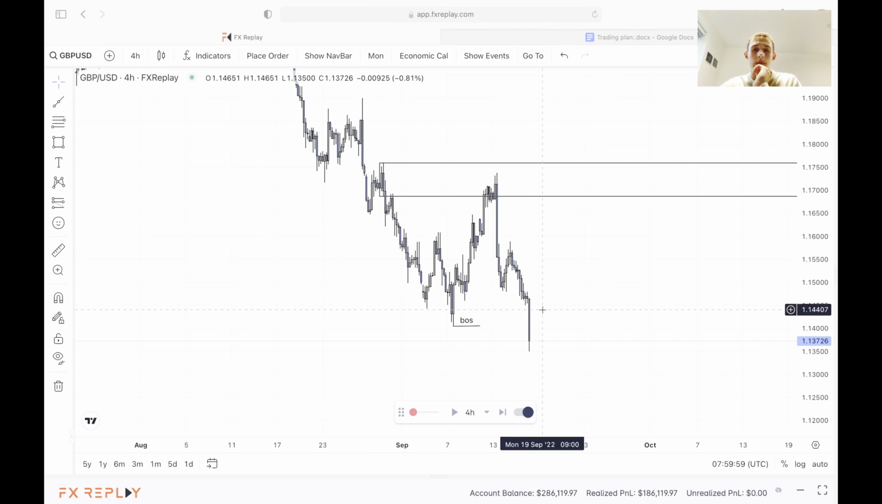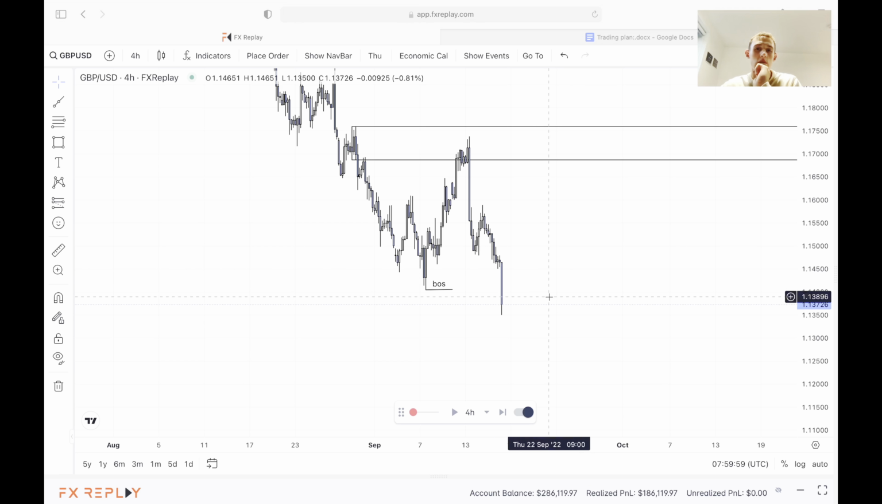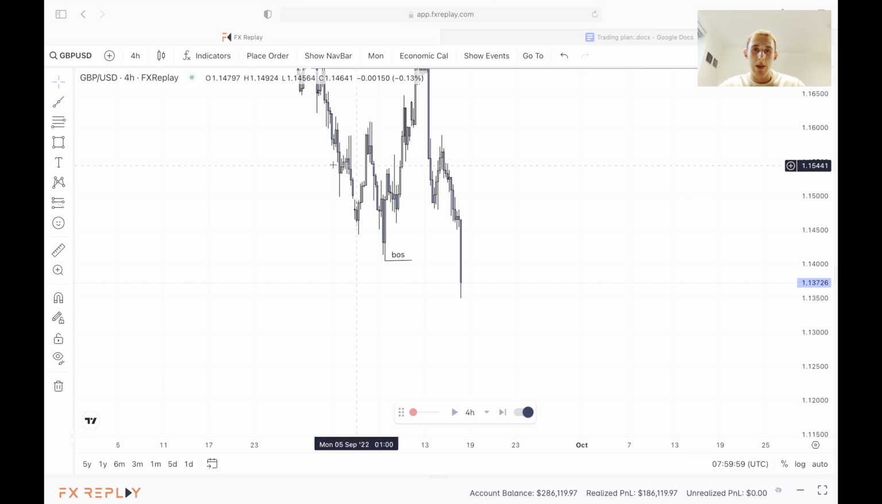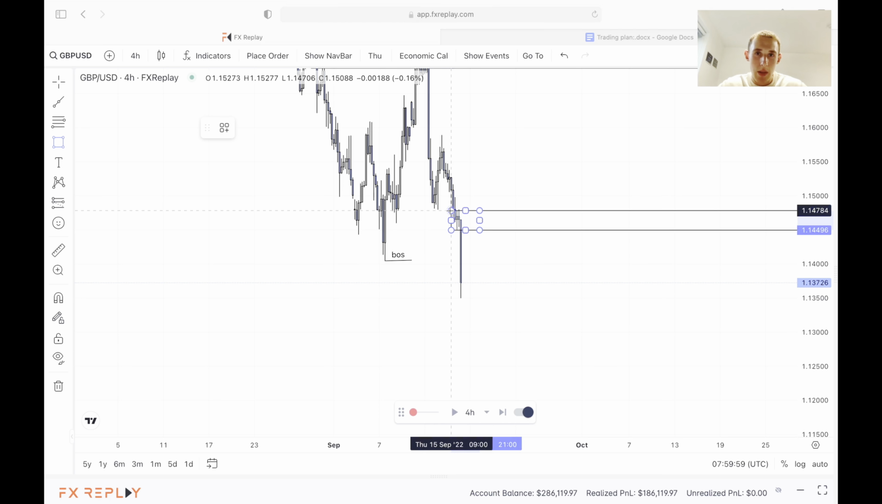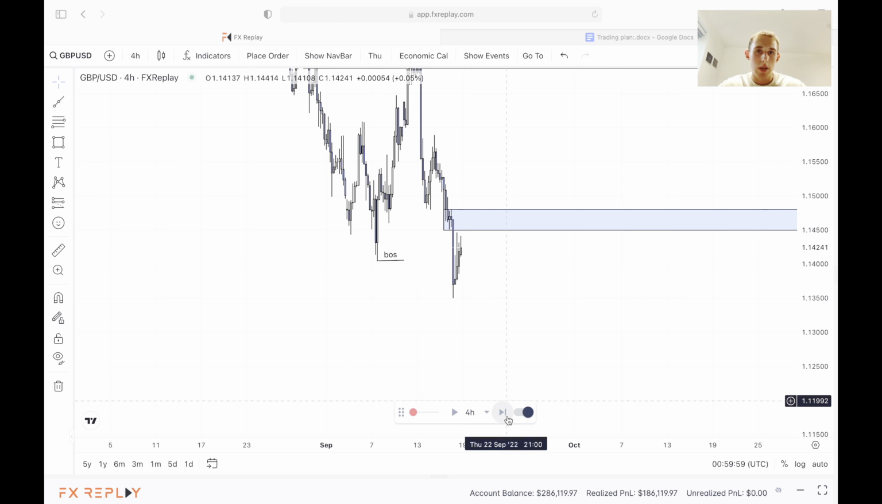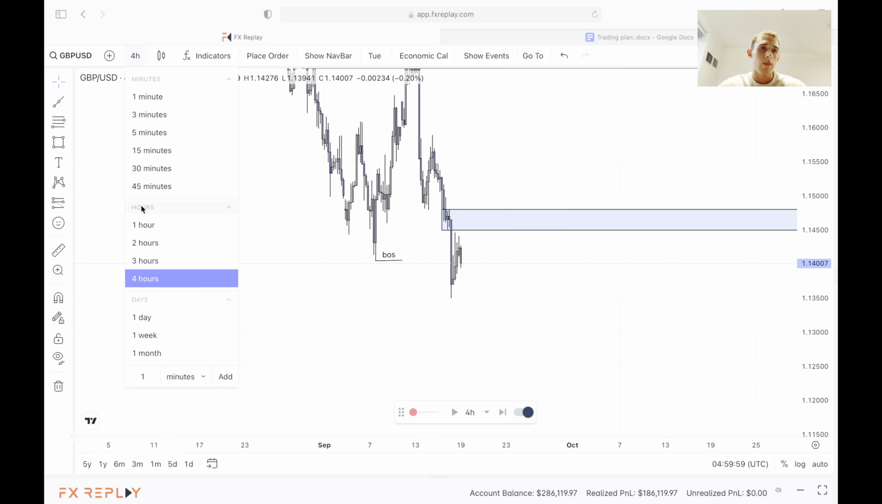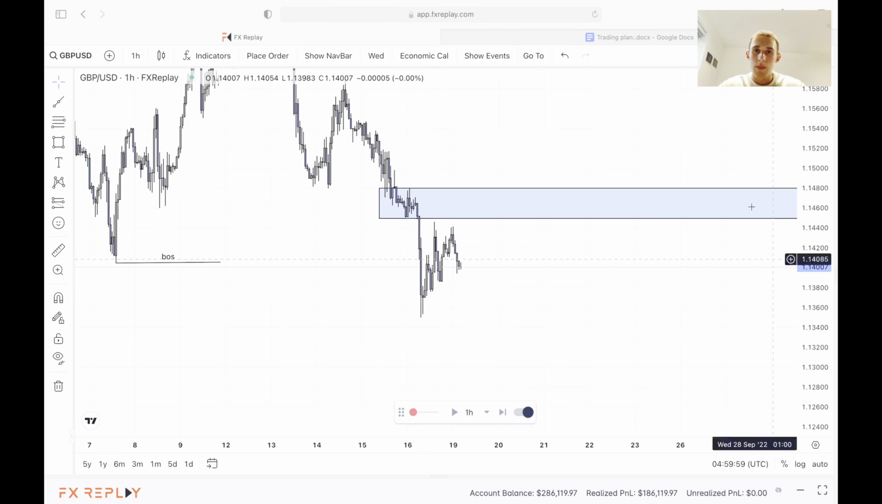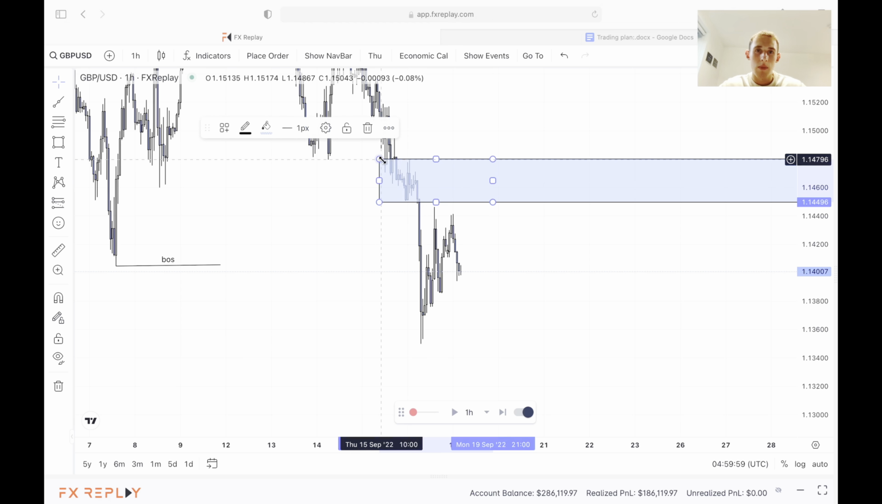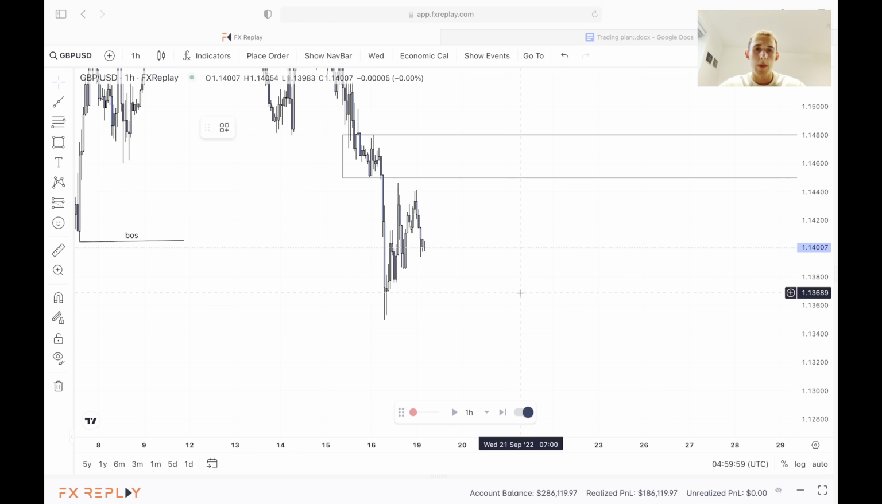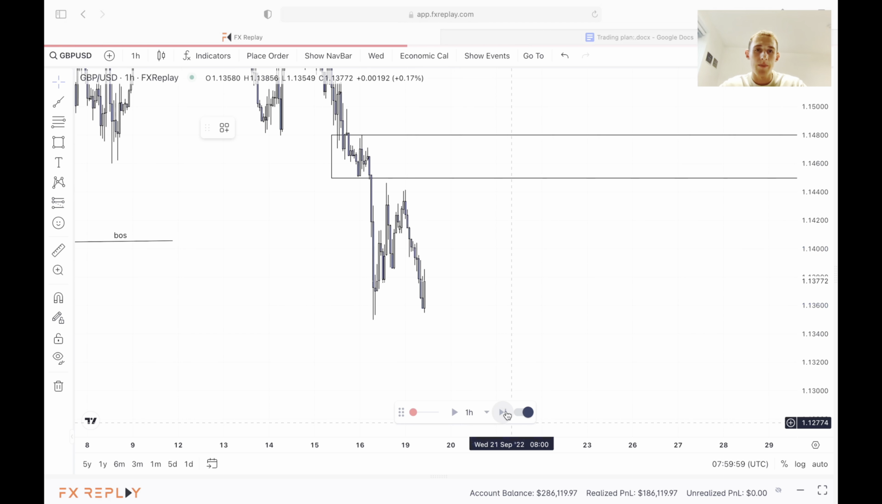Get rid of this one. So now simply just looking to follow this trend for further sells. One area that I see at the moment, we have this 4-hour level, which is the one which caused the break. So if we watch what happens at that area.